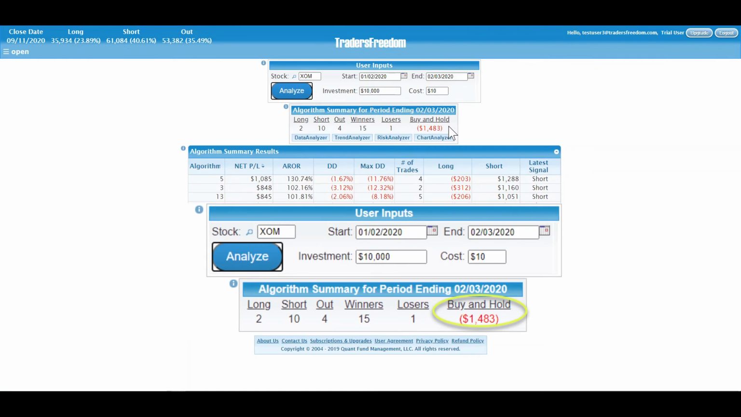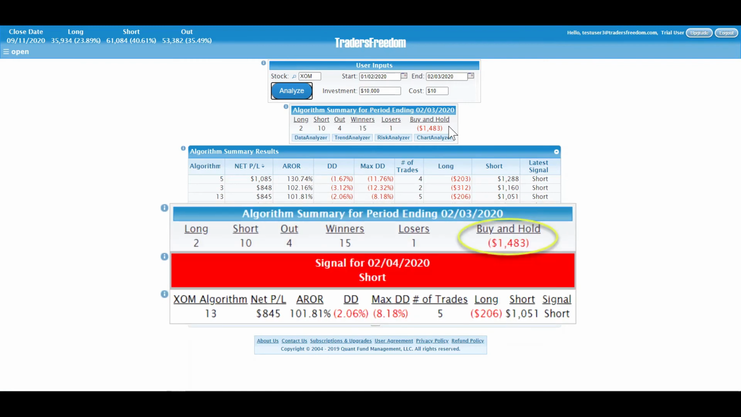But be absolutely clear, Freedom will never generate a trade signal for any stock suggesting that you just buy it at the beginning of your time period and hold it till the end of that period. But as a reference point, you could use this buy and hold value and compare it to each one of Freedom's algorithmic model's returns over the same period of time.